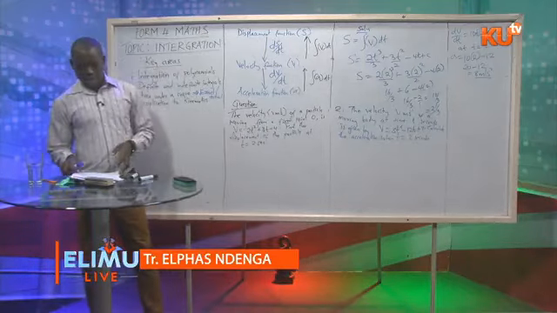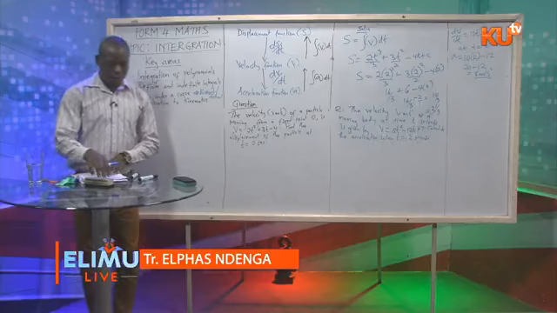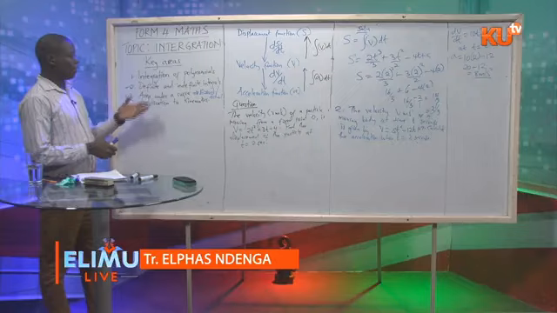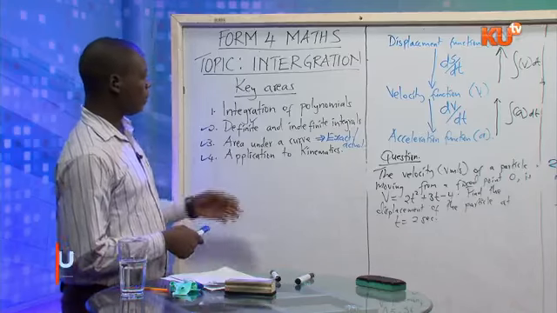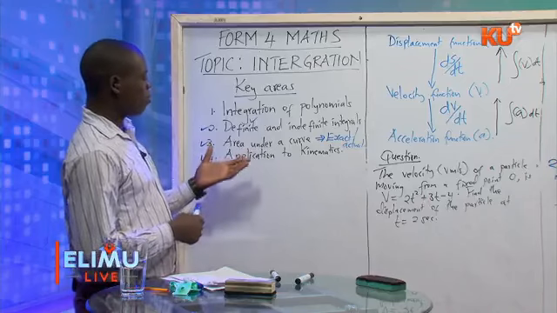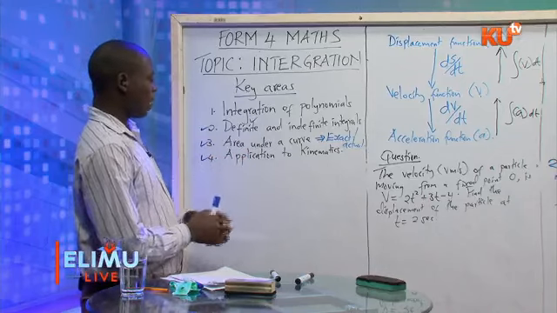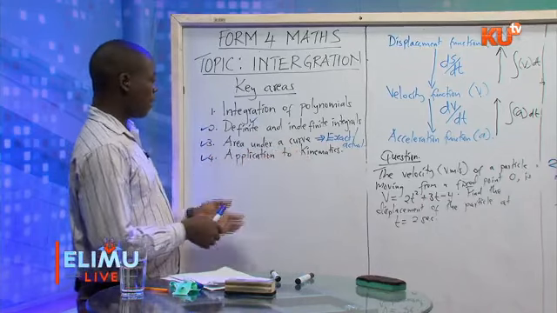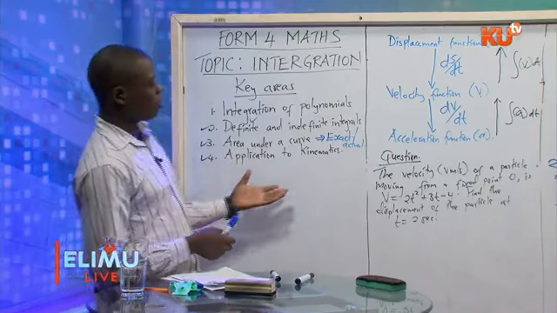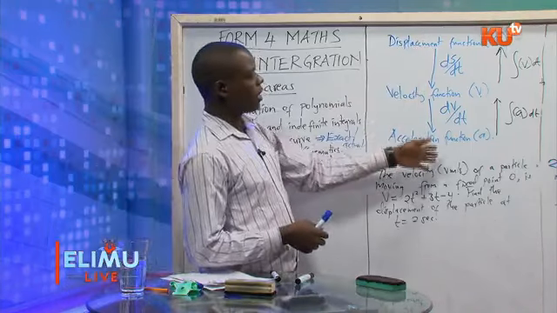So those are the areas that we need to revise when you're revising integration. You need to know how to integrate polynomials, know how to work out definite integrals, know how to work out the area under the curve, where you're looking at the exact area, and lastly know how to work out application to kinematics. And in the application to kinematics, be able to know this structure.